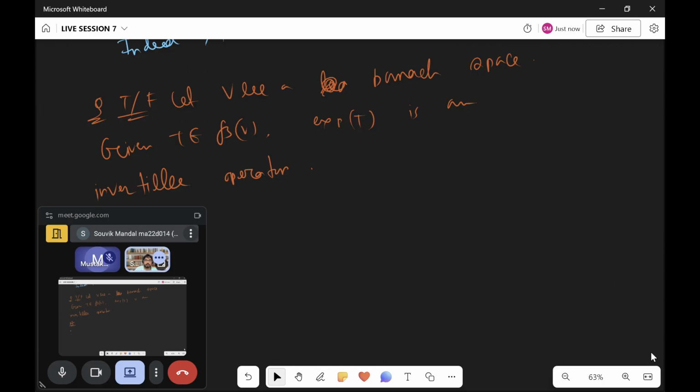Given T belongs to B(V), we need to show the exponential of T is an invertible operator. So try to construct such an example. Take your time, please let me know. That is, you need to find some operator T prime such that the exponential of T composed with T prime is the identity. Take your time. Let me know.